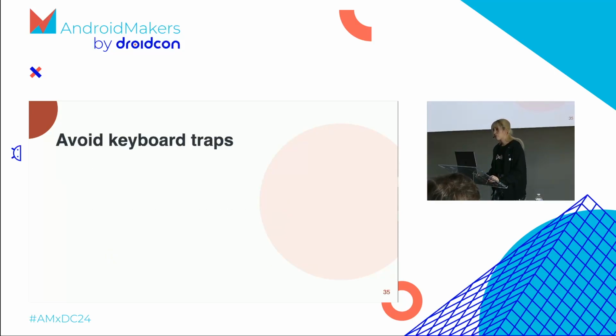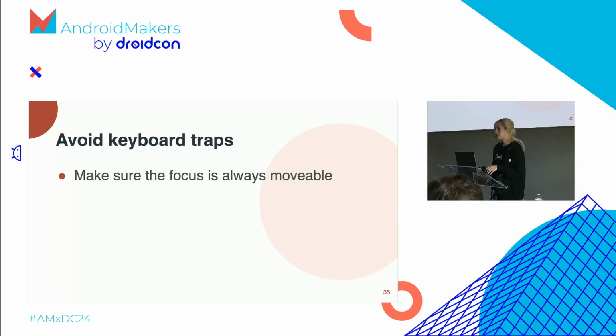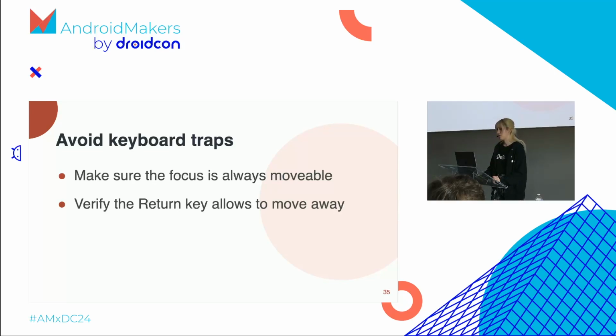And since we want the user to navigate freely, make sure that they can move away the focus at any time. So for example, if you're writing in an edit text, sometimes you might not be able to get out of it. So make sure that the return key does its usual actions. The user should be able to close dialogues or dismiss the keyboard or go back to the previous screen with it at any time.